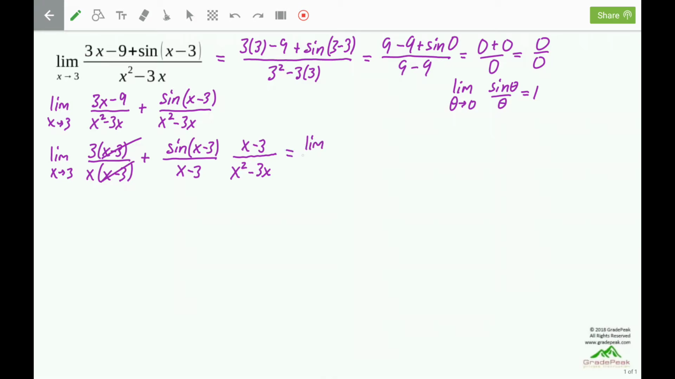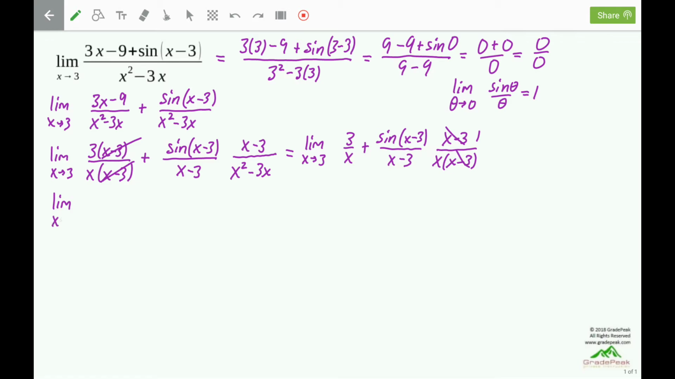So now we have limit as x goes to 3 of 3 over x, which is no longer 0 over 0. Sine of x minus 3 divided by x minus 3, which is 0 over 0, but we have the identity, and the limit of that will be a 1. And then we have x minus 3 over x squared minus 3x, and that is 0 over 0. But because those are power functions, we can do a factor and cancel. Now the x minus 3 doesn't factor at all, but the denominator has a common factor of x, and we can factor that out. And we can now cancel the x minus 3's, leaving a 1 in the numerator.